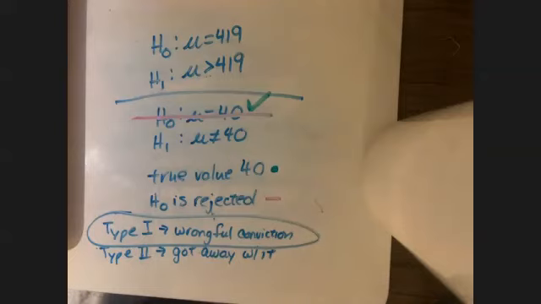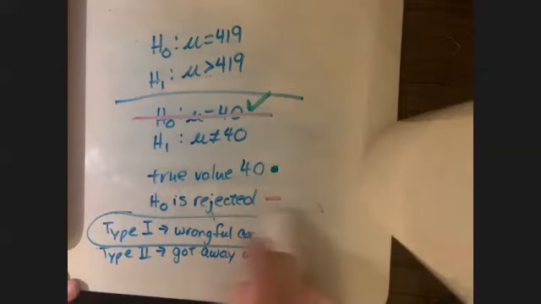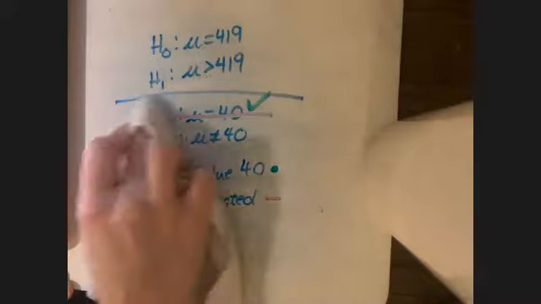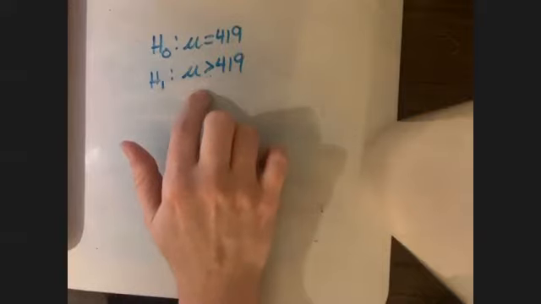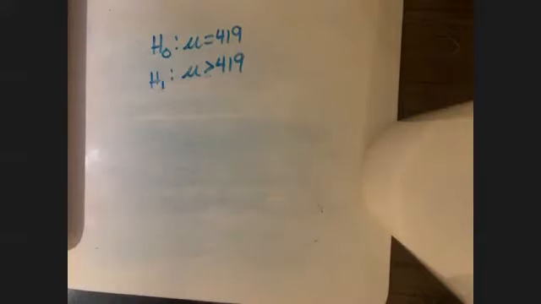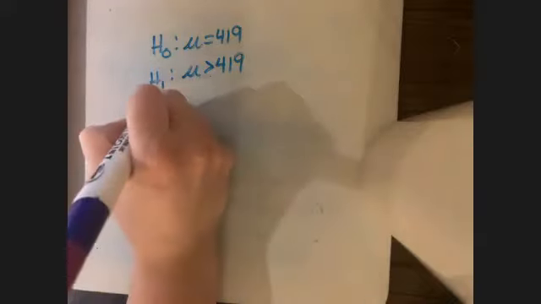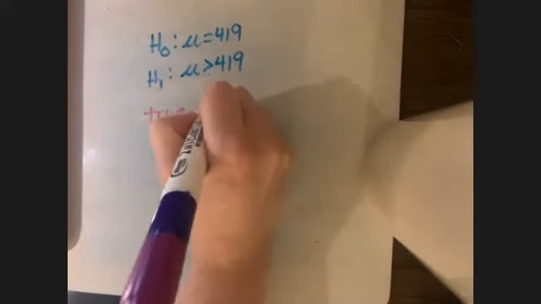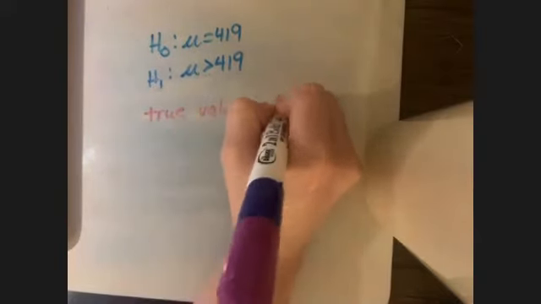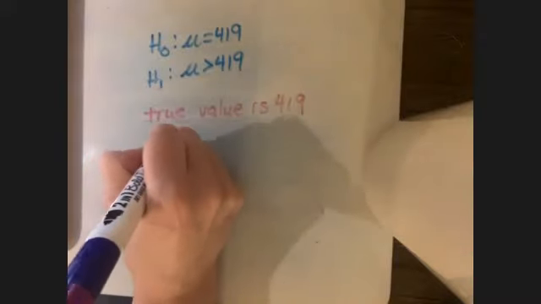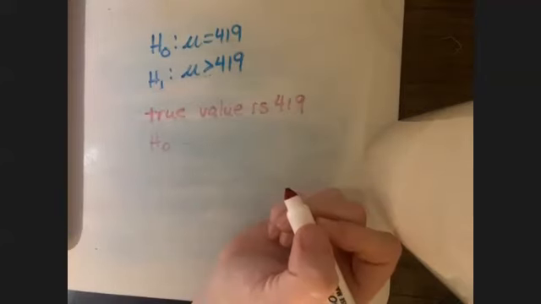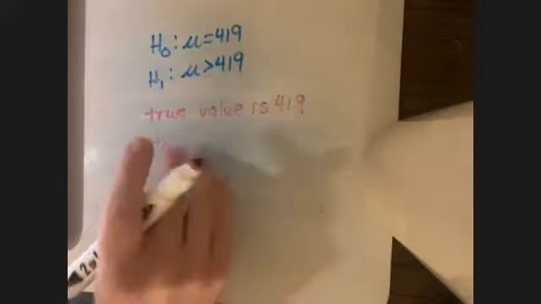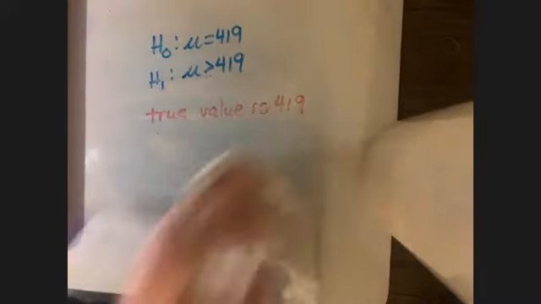Okay, so an example of a type 2. Using the same stuff, if they said something like, let me rewrite right here. We'll use this one, just the numbers from number 5. They would say something like the true value is 419. H naught, let's see. Wait a minute. Nope, I just did that the wrong way.